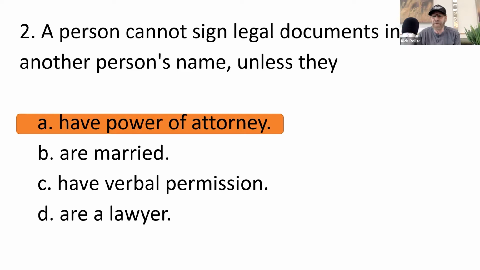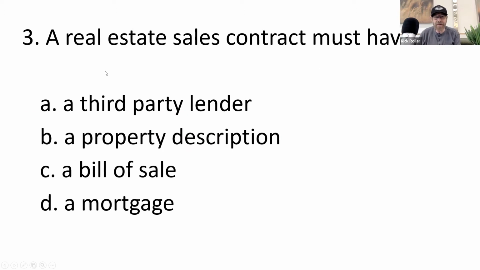Signing with a power of attorney on the seller side is much easier because we're not entering into a loan that's going to be going forward in the future. You're just selling the property and you're out of it. And so the correct answer to this one is have a power of attorney. You were correct. Number three, a real estate sales contract must have a third-party lender. Must have a third-party lender?